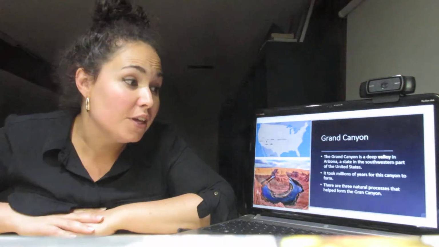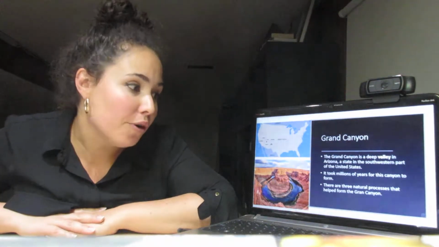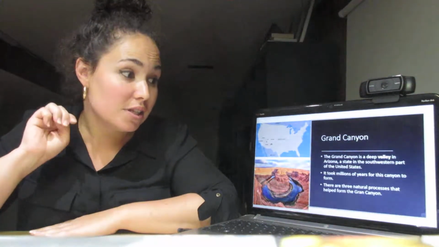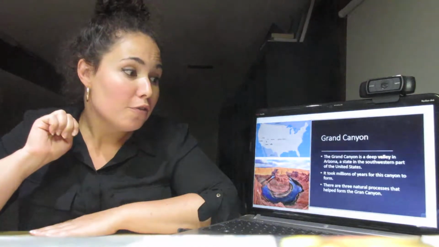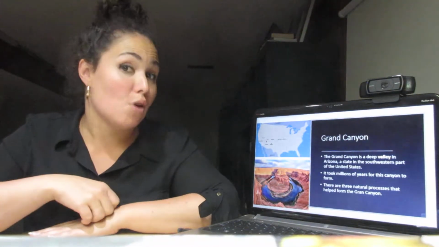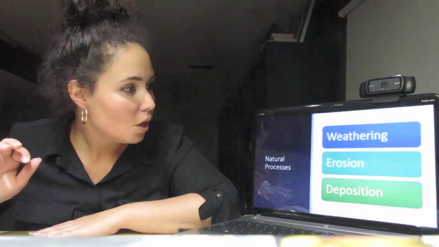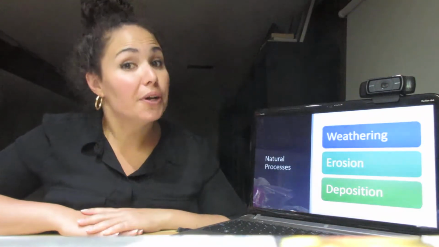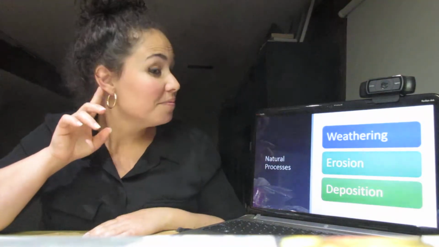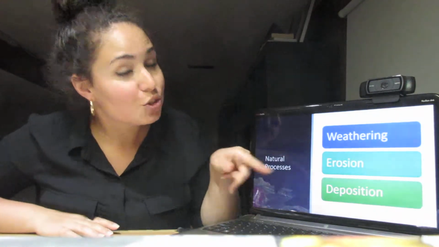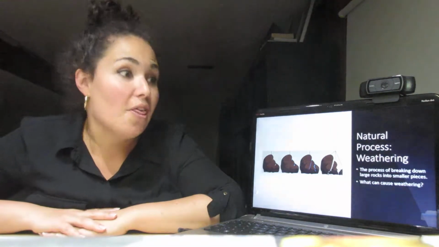It took millions of years for this canyon to form. And there are three natural processes that help form the Grand Canyon. And today we are going to learn about those three natural processes. Can someone please read the three natural processes that we're going to learn today? Weathering, erosion, deposition. Good job. The first one is weathering.